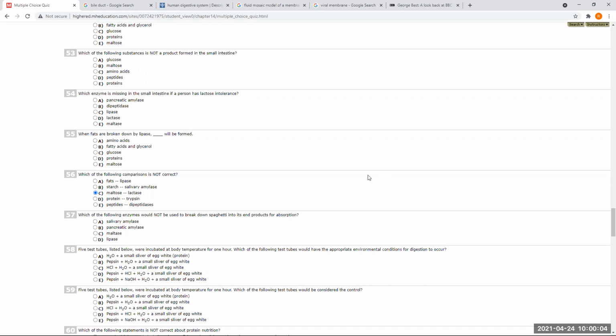Right? So, fats are broken down by lipase. Starch is broken down by salivary amylase. What is broken down by lactase? That's a milk enzyme. What is broken down by lactase? Something that sounds very close to lactase. Lactose, very good, right? It's a milk sugar. It's broken down by lactase.